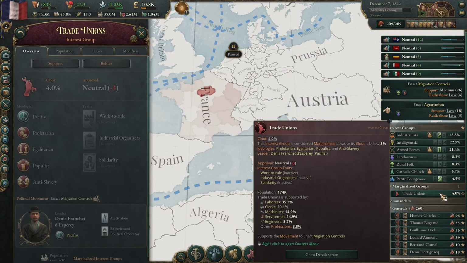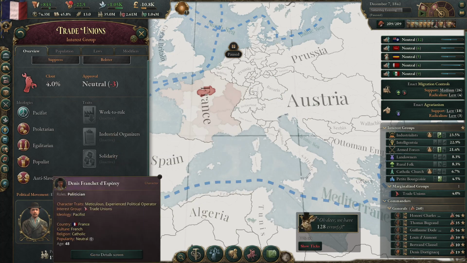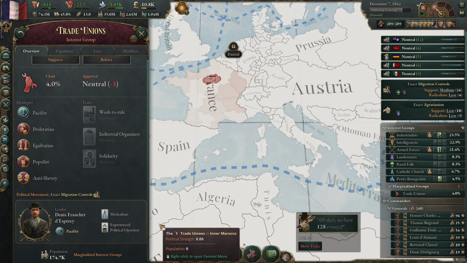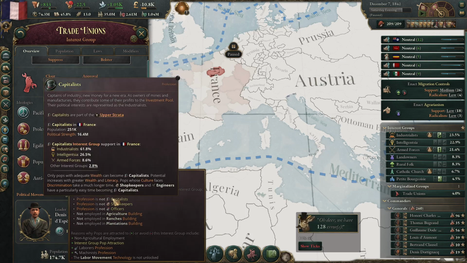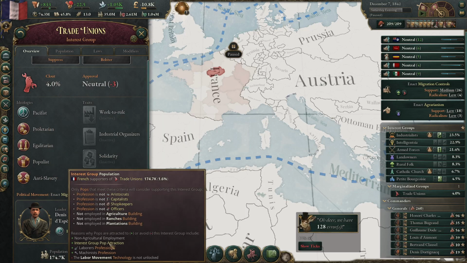And so how do people decide to end up in an interest group? Well, they decide based off of a couple of things. You can always check by setting up your outliner and clicking on the thing and then going and mousing over population. That's going to tell you the basic things about the population, the pops that are supporting that interest group. So profession is not... What this means is, wealthy people are not going to be supporting trade unions. Not employed in agriculture, ranches, or plantations means you want to be actually not just have them be not wealthy, but have them be urban. And that's also highlighted down here.